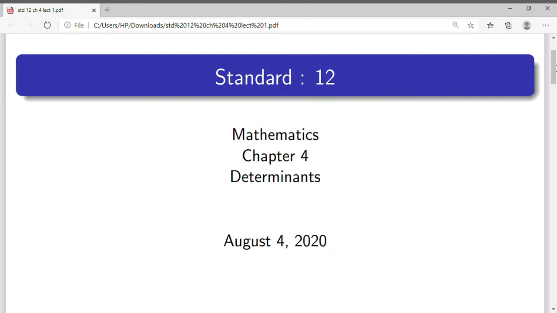In today's lecture, first of all we will discuss the content of the entire course covered in the lecture series on determinants. After that we will discuss what is a determinant, why we need determinants, and the definition of a determinant. So now let's start our first lecture.